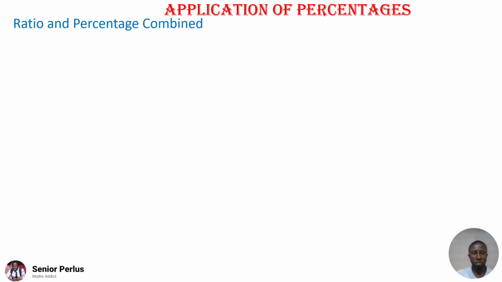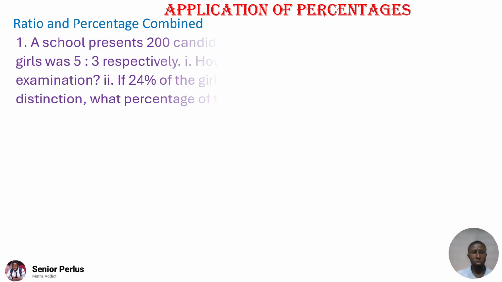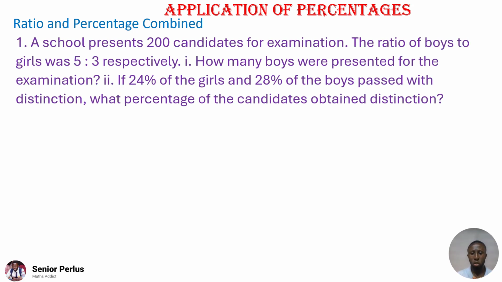The next application is ratio and percentage combined. Here you are going to combine ratio. We are done with ratio in the last semester. So, ratio and percentage combined.